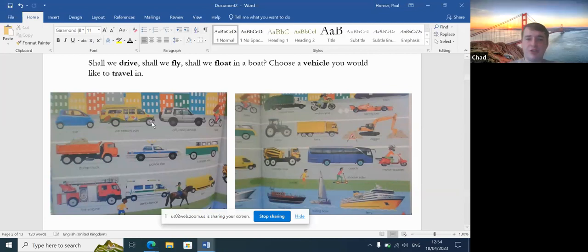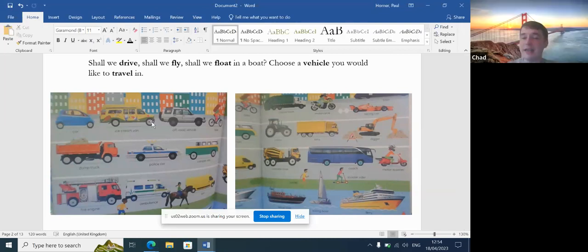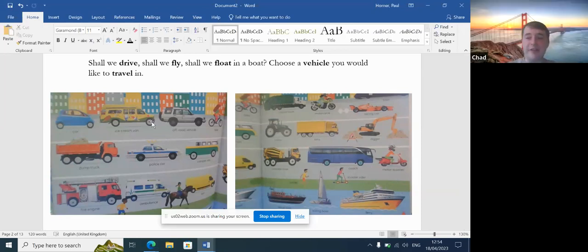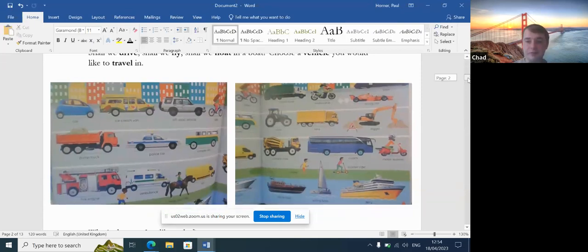Choose a vehicle you would like to travel in. I don't think we'll get very far. Car. The car? Maybe. What, Tina? A car. A car? Yeah, because I don't think we'll get very far in the digger. Or yeah, well, car. Okay, fair enough.